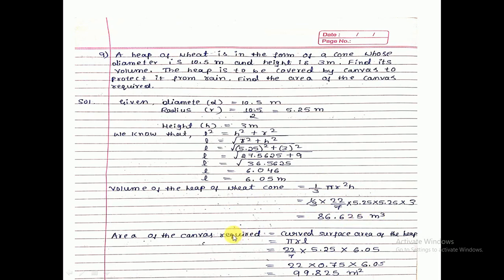So then what we have to find out, area of the canvas required to protect the wheat from the rain. Okay, so area of the canvas required is equal to curved surface area of the heap. So curved surface area of the cone formula is pi RL. Then substitute the value and simplify, so we'll get the answer 99.825 meters square. Okay, yes, this is the end of exercise 13.